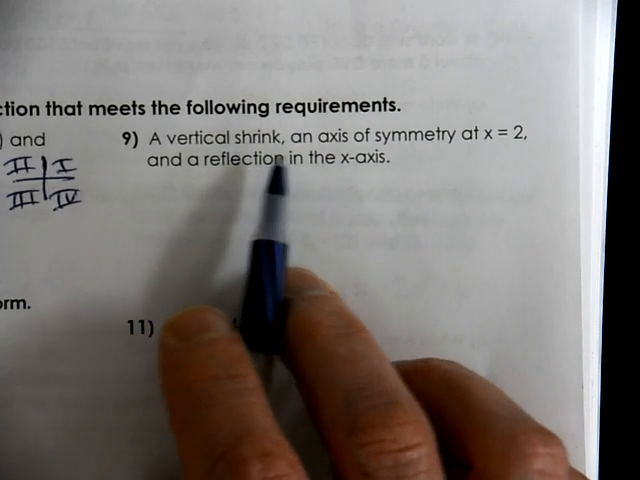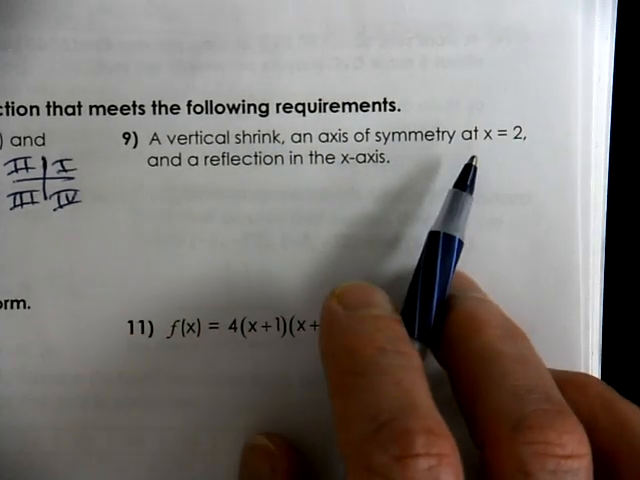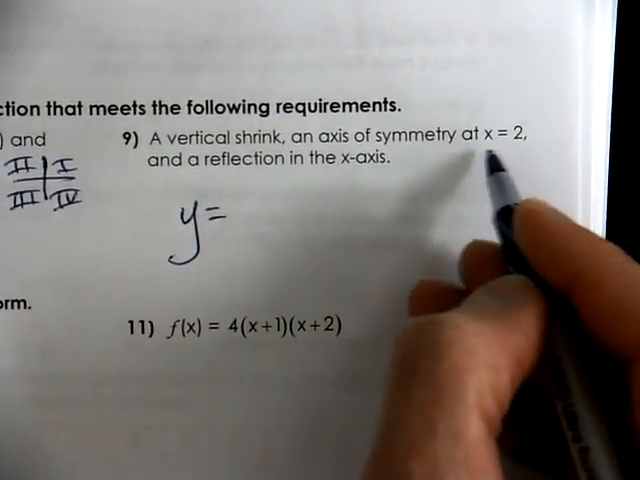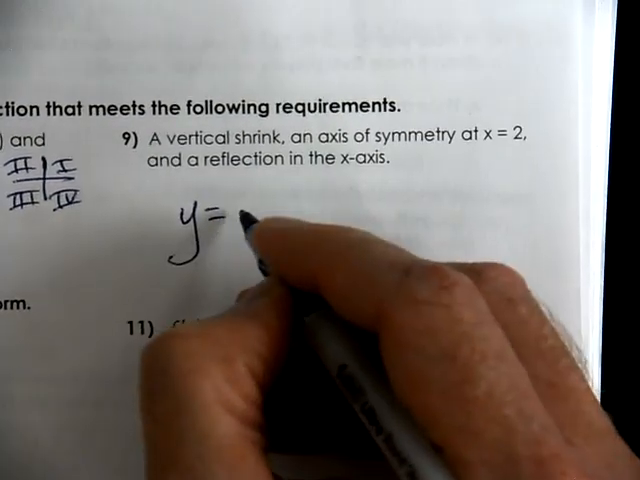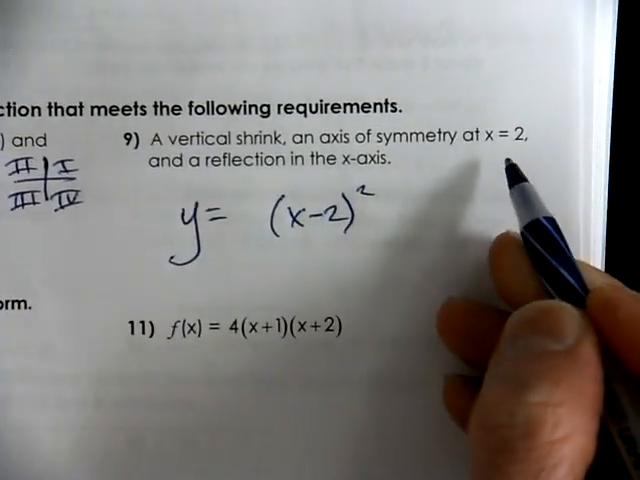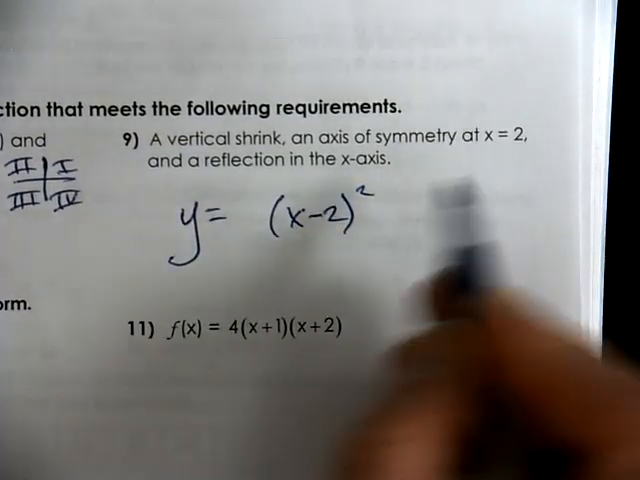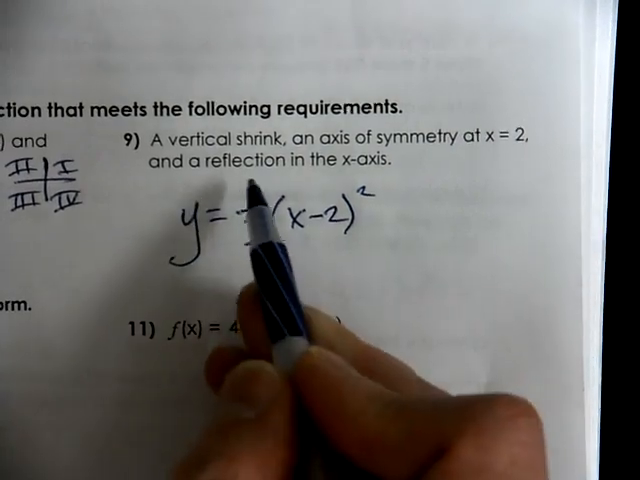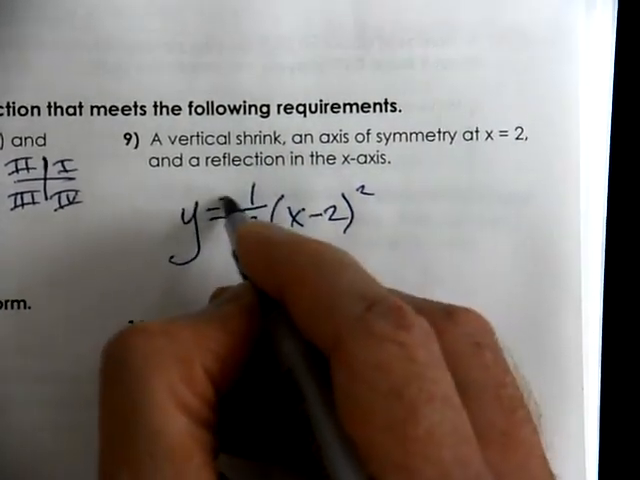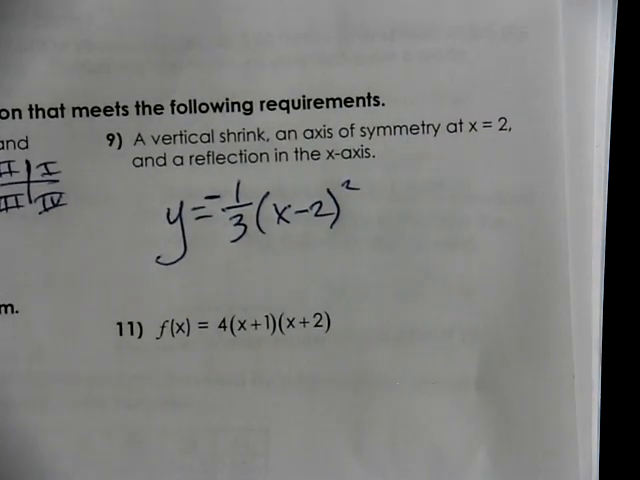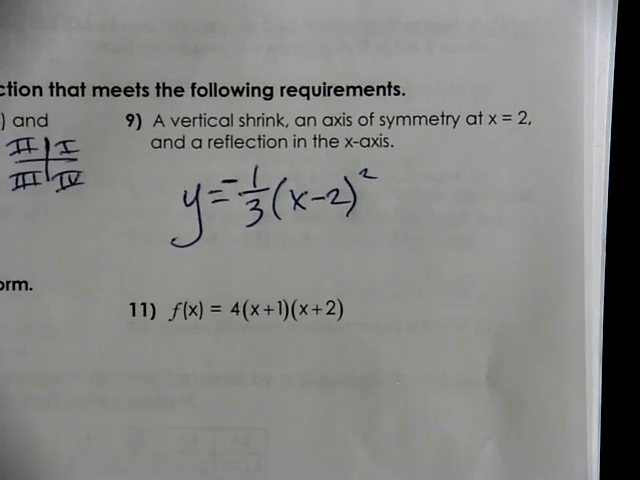Here we need a vertical stretch, an axis of symmetry of 2, and a reflection. We need 2 to be our axis of symmetry, so we're going to do x minus 2. That would give us a line of symmetry that is positive 2. We need a shrink, so we need an a value that is less than 1, and a reflection over the x-axis is going to make that a negative 1/3. There is more than one possible answer of an equation that meets those requirements.